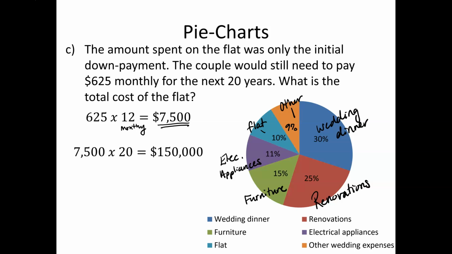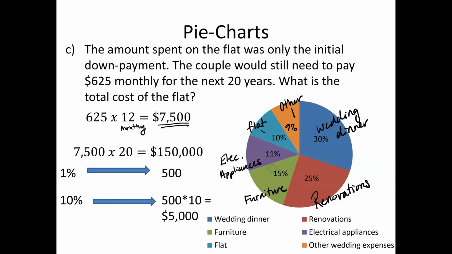But that's not really the total cost, is it? Because now we've got to add in that amount of money that they put down, which was $5,000. And so let's see, 10%, we found that by using our unitary. 1%, remember, was $500. 10% spent on the flat is $5,000. Now we've got to add those. So 150,000 plus 5,000 equals $155,000.